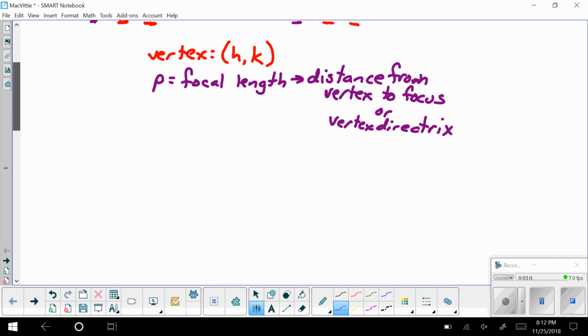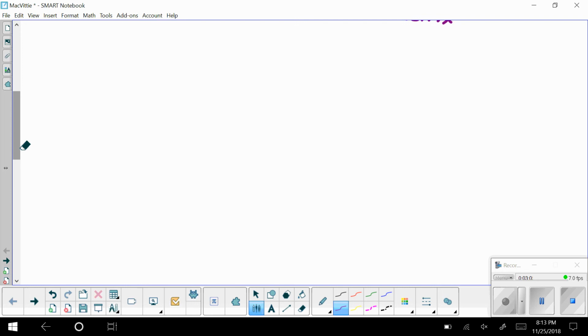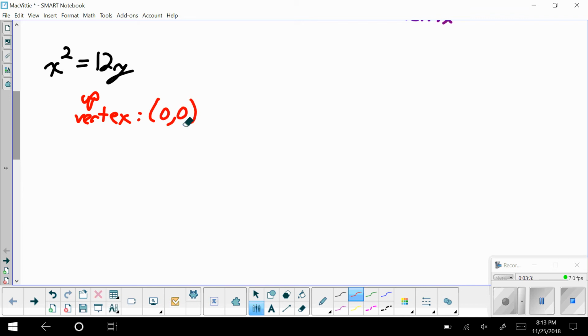So if we take a look, just say we make up a problem such as x squared equals 12y. Because the x is being squared, this means that it is opening up or down. And the way I determine whether it's up or down is positive means up, negative would mean down, so this opens up. My vertex, my x's have not been shifted, my y's have not been shifted, so my vertex is at (0, 0).